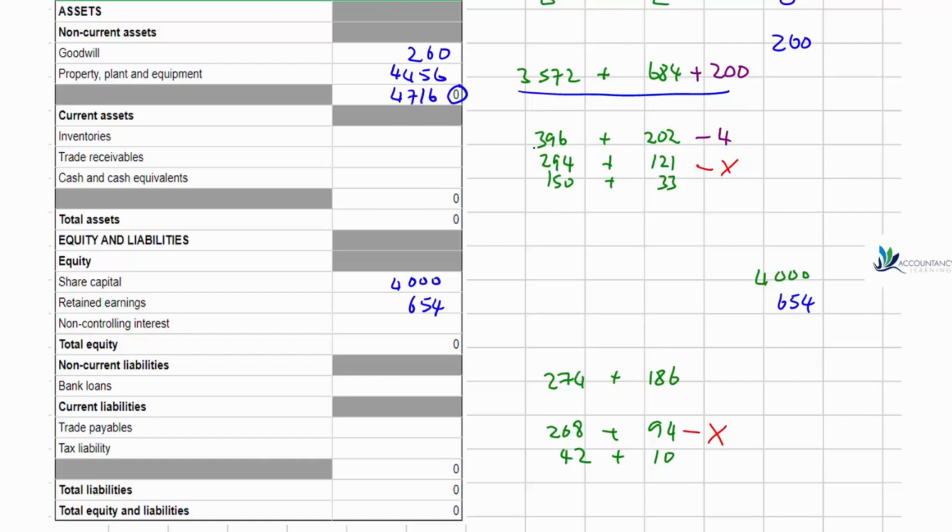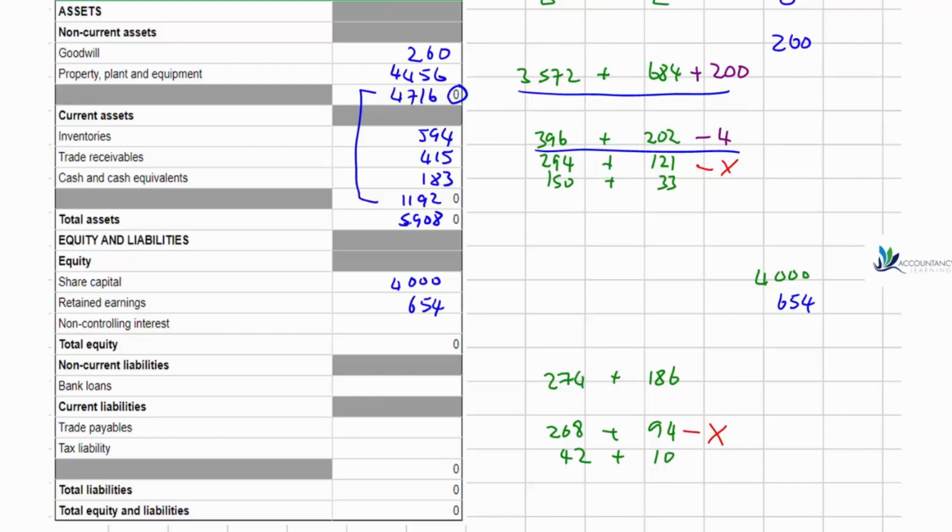Okay, we can add up our inventory numbers. So we've got the parent's inventory, the subsidiary's inventory, less the unrealized profit. That gives us a total of 594. We've got the two numbers for receivables, which is 415. Got the two numbers for the cash. That gives us 183. So we've got a subtotal here of 1192. And when we add these two numbers together, it gives us our total assets of 5908. Okay, hopefully our equity and liabilities will be the same.